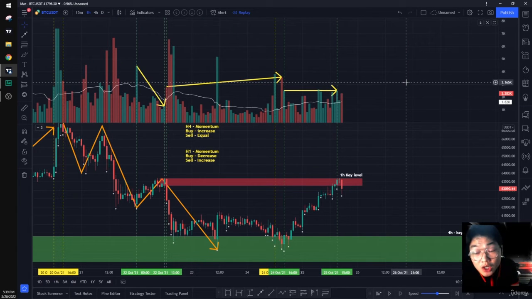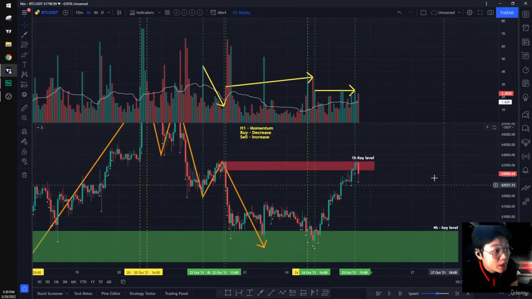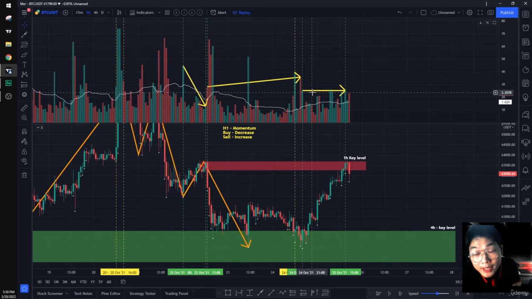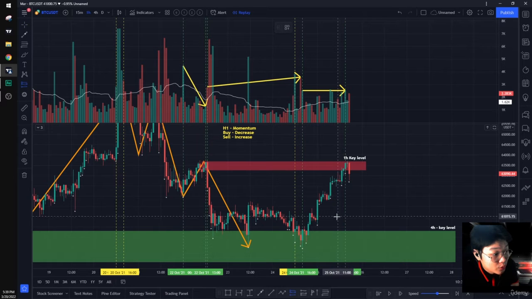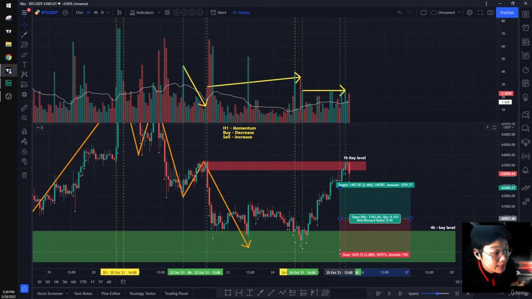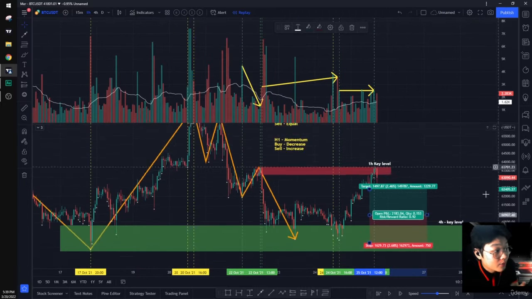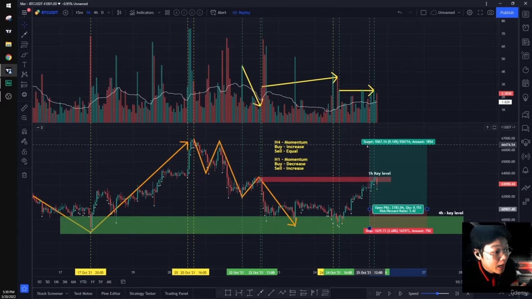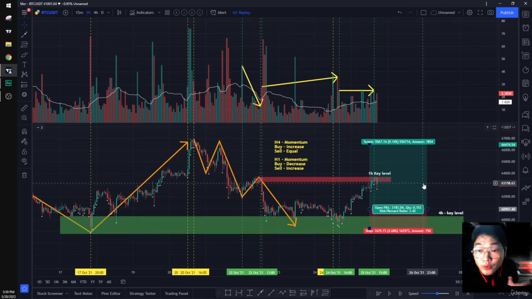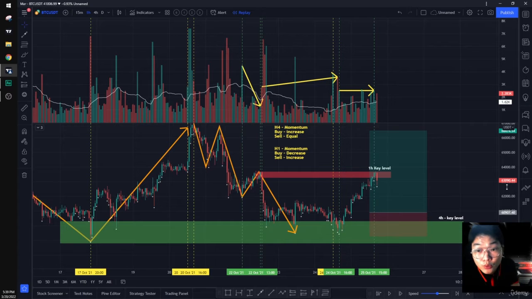But that is not enough for us to entry. As I said before, I want to see in the 1 hour time frame that the momentum of the buying pressure must be increased, not equal. In case you entry with equal volume and equal momentum in the 1 hour time frame, let's see what happened in the market. For example, I entry right in this zone with the stop loss at the bottom of the market, and take profit might be at the recent high of the market. The reward risk ratio at this time is 3.45 times, which is a really nice reward risk ratio.